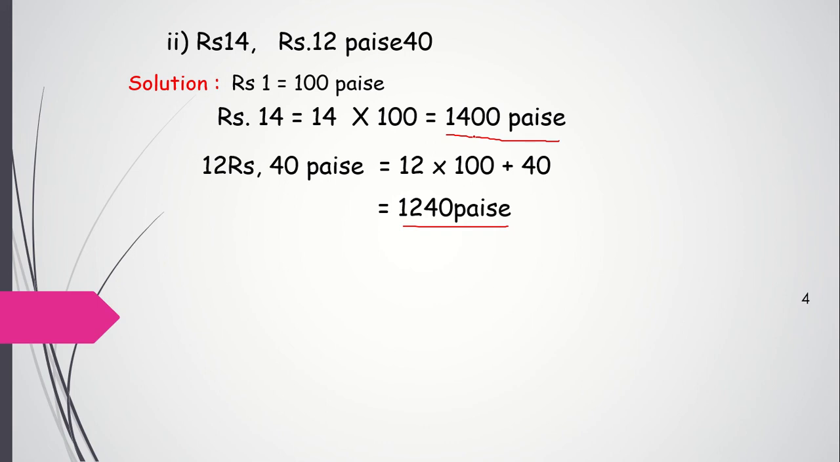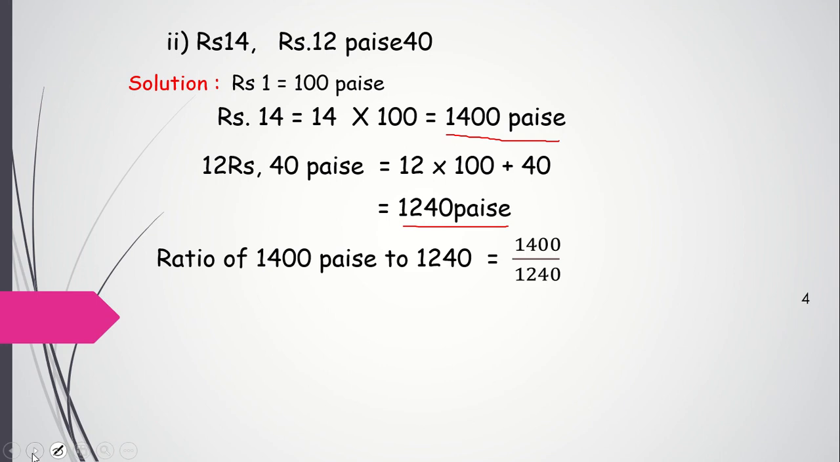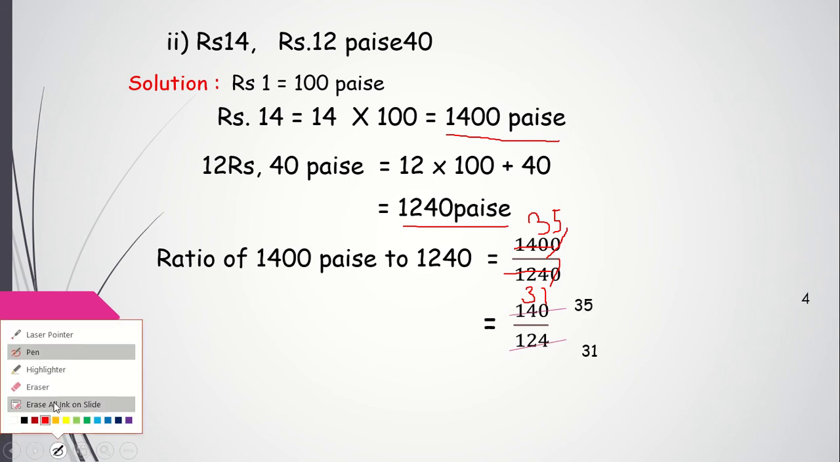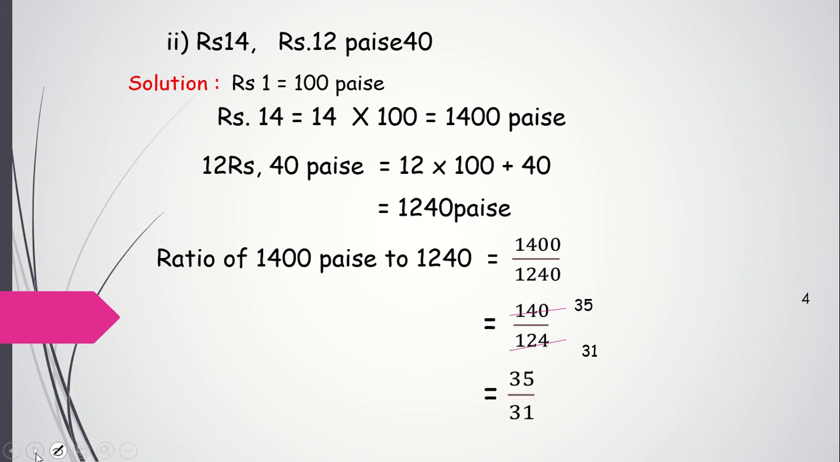Now we have to take the ratio of these two quantities. First quantity to the second quantity. So 1400 upon 1240. So ratio of 1400 paise to 1240 would be this. Now these two zeros will get cancelled. Then further we divide by 4. 4 3s are 12. 4 1s are 4. 4 3s are 12. 4 5s are 20. 35 upon 31 we get. So the ratio would be 35 is to 31. That's the answer. 35 is to 31.